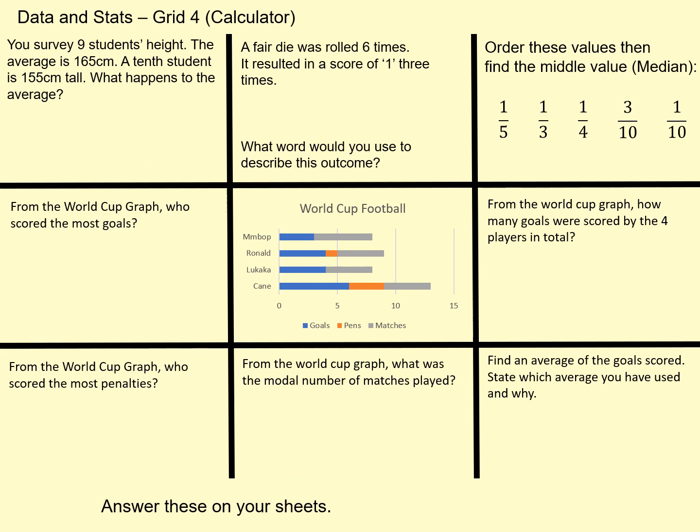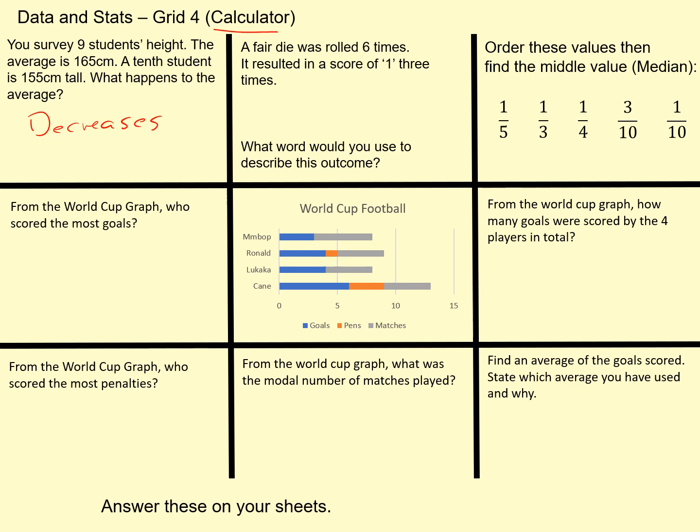Okay, and the last grid, and this one is data and stats. In particular, note that this one says if you need to, you can use a calculator this time. It says you survey 9 students' height, the average is 165 centimeters. A 10th student is 155 centimeters tall. What happens to the average? Now, assuming it's about the mean average, if you introduce a lower value into a data set, the average would drop. If you added a much higher value into a data set, that would bring the average up. So what happens to the average? Decreases or goes down. Words to that effect.